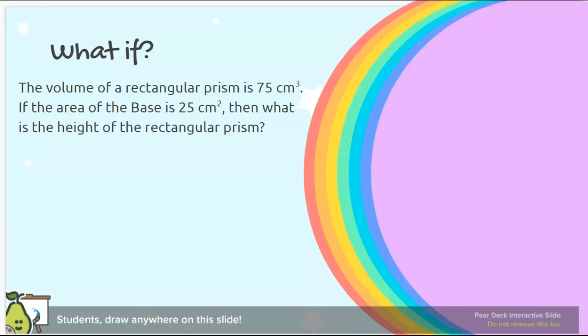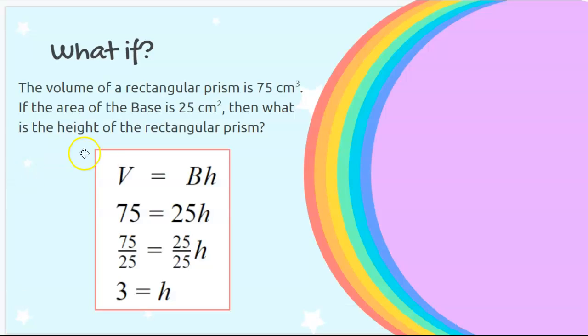And then we have this one. They give you the volume and the area of the base, and they're asking for the height. So you would write out your formula again, plug in 75 for the volume and 25 for the area of the base, or big B, and you're looking for the height. In this case you're just solving an equation. This is multiplying, and the inverse of multiplying is dividing, so you divide by 25 and you get 3. So the height would be 3 centimeters.